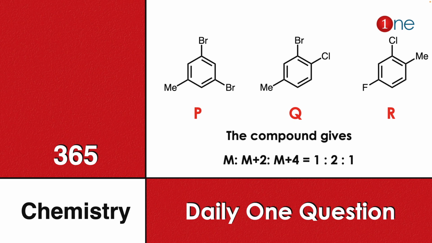Here three different compounds are given. Q is chlorobromotoluene and R is chlorofluorotoluene. Here you have to find which compound will give mass spectra values of M, M plus 2, M plus 4 values, which is 1 is to 2 is to 1.